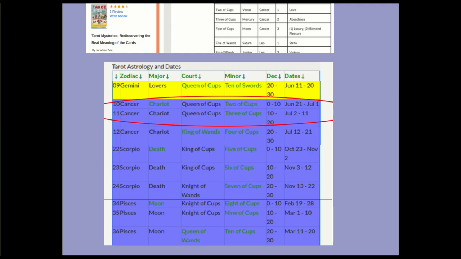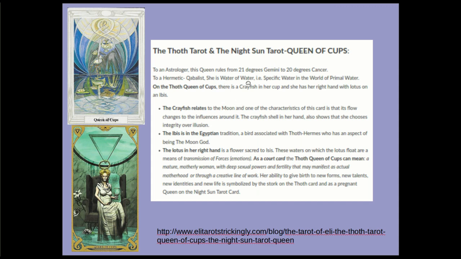Let's keep looking at the Queen of Cups. She is water of water. Primal water. It's all about water here. There's a crayfish in her cup, and she has in her right hand a lotus on an ibis. The crayfish relates to the moon, and one of the characteristics of this card is that its flow changes to the influences around it. The crayfish shell in her hand also shows that she chooses integrity over illusion. The ibis is, in the Egyptian tradition, a bird associated with Thoth Hermes, who has an aspect of being the moon god. The lotus in her right hand is a flower sacred to Isis.